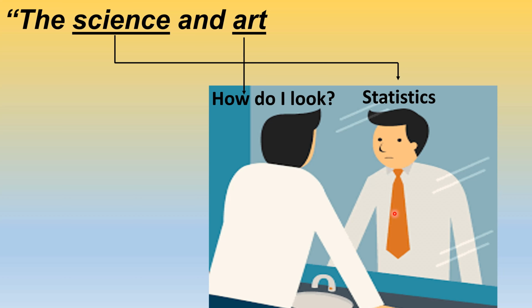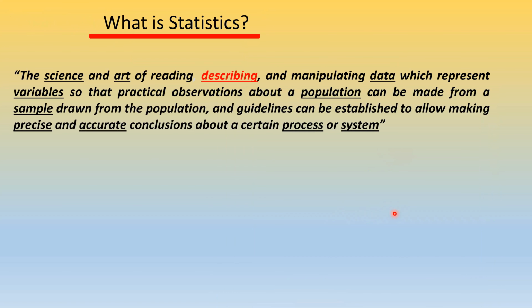So now we know briefly the difference between science and art, and again you can read in the book more about the difference between the two. Let's continue the definition. The science and art of reading, describing, and manipulating data. So we now have a third term that we must describe, which is describing.